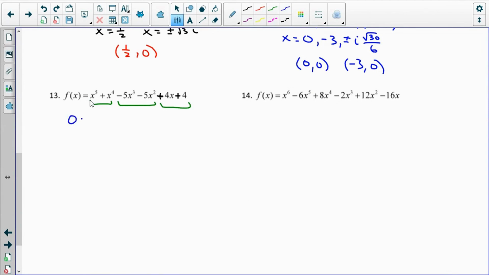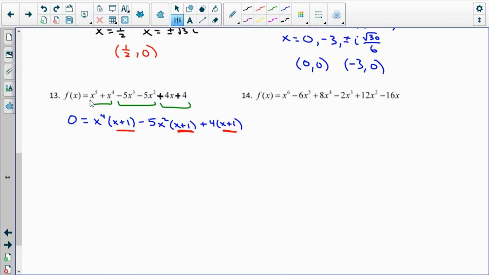So notice that the greatest common factor of the first group is x to the fourth. The greatest common factor of the second group is negative 5x squared. And the greatest common factor of the third group is 4. We are very fortunate, as we have been in all of these problems on the back, where the numbers that end up being factored out leave us with x plus 1 every time. It's been leaving us with the same thing every time.